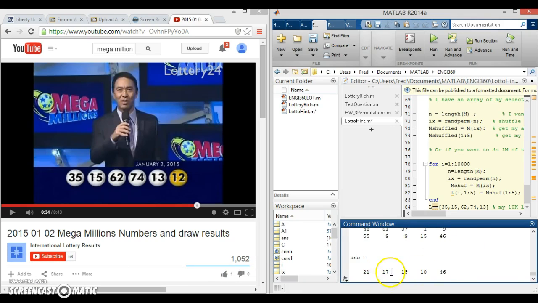But our answer of 21, 17, 15, 10, and 46 gives us, again, one of the selected answers was true. But we failed to get all 5 of them lining up with our 5 Powerballs without the selection of the mega ball, and so we fail this test to beat the lottery.